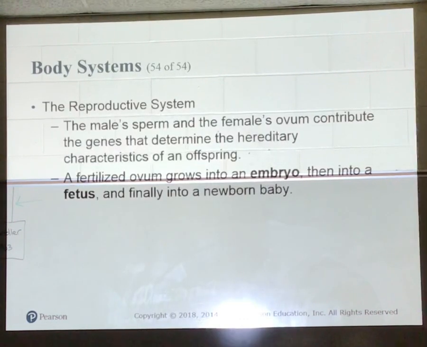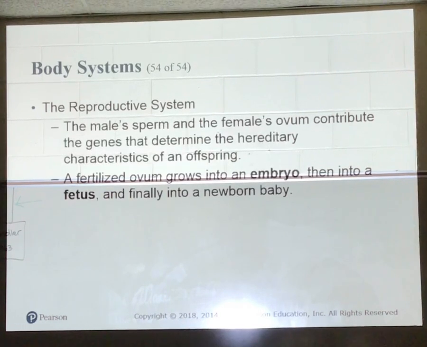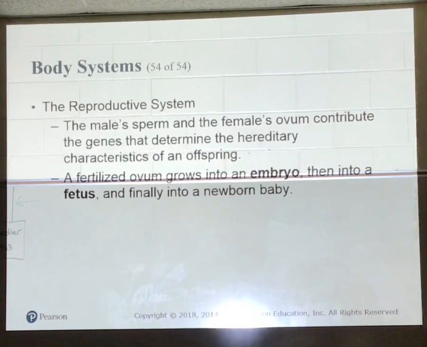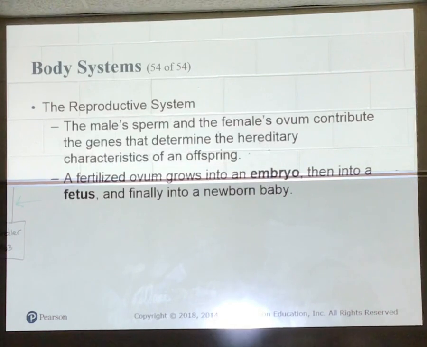The reproductive system of women and men consists of complementary organs that function to accomplish human reproduction. The male sperm and the woman's ovum contribute to the genes that determine hereditary characteristics of an offspring. A combination of a single sperm with a single ovum forms a fertilized ovum, which can grow into an embryo, then into a fetus, and finally into a kid.